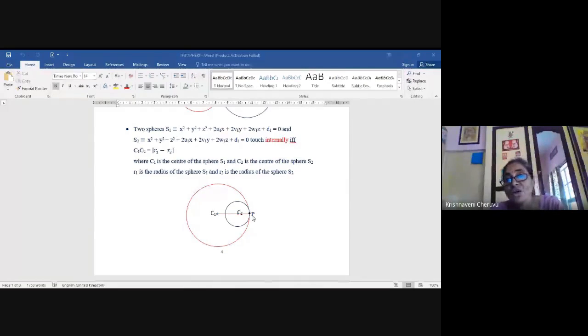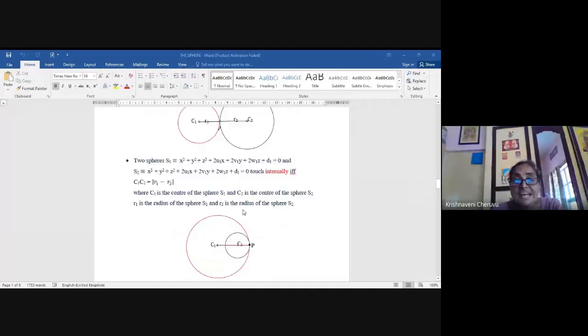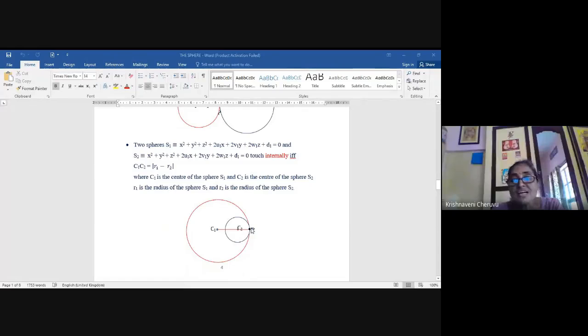So this is the external division of the line C1C2. When you extend C1C2, you get P. So when it is the external touch, the point is the internal division. When it is the internal touch, the point is the external division of the line C1C2. That is what you have to understand while finding the point of contact also.